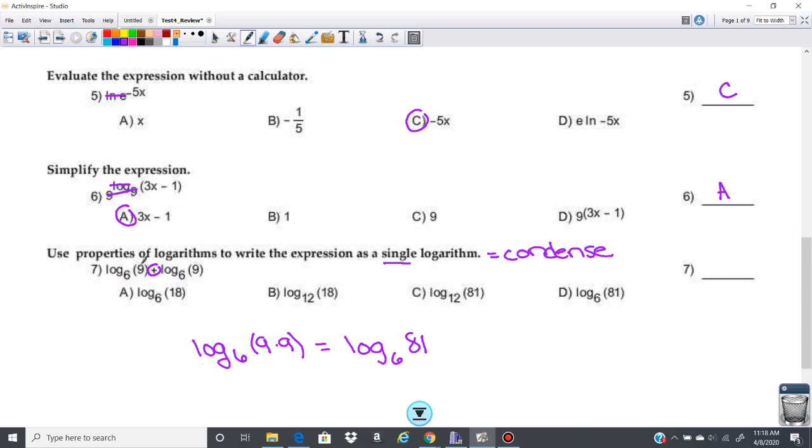Okay, what I am multiplying here is my answer portion, okay, not the bases. So 9 times 9 is 81. That gives me option D. Be careful with something like that, okay, because that could throw you off. So this is option D.